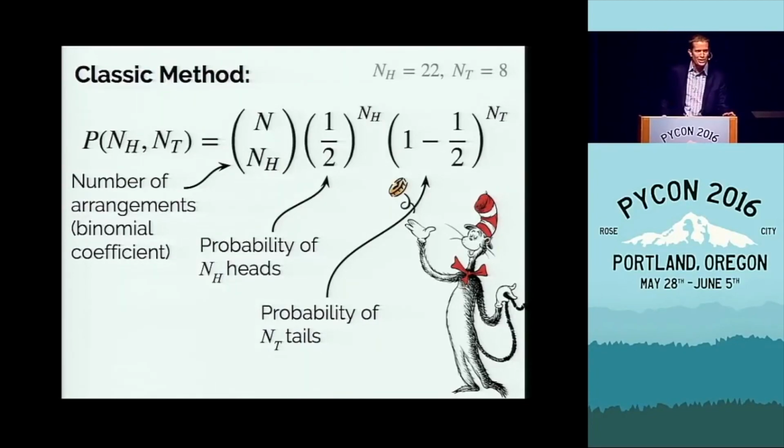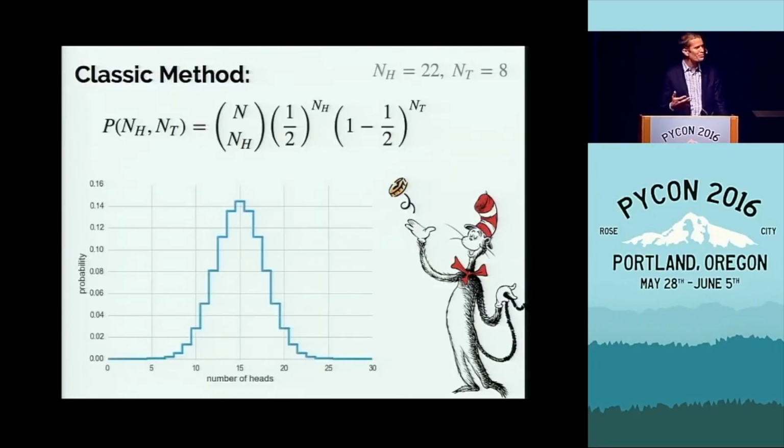It's the number of arrangements of your heads and tails times the probability of heads to the N times the probability of tails to the N, right? And this is a nice thing. This is called the binomial distribution. And if you plot it out, you see that this gives you a histogram of the number of heads you get in 20 tosses, or in 30 tosses.